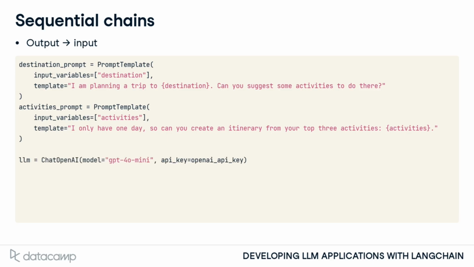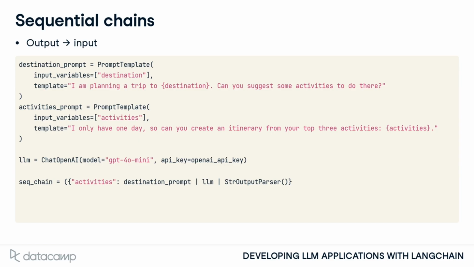We define our model and begin our sequential chain. We start by defining a dictionary that passes our destination prompt template to the LLM and parses the output to a string, all using LCEL's pipe.